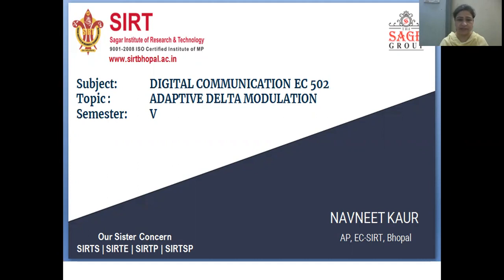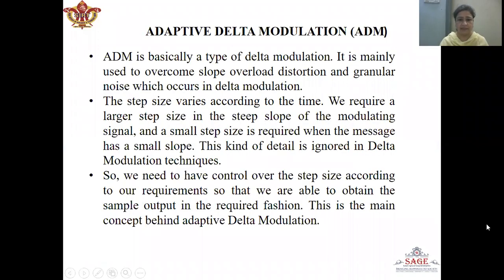The topic of my lecture is adaptive delta modulation. Adaptive delta modulation, which is also called ADM, is basically a type of delta modulation. It is used to overcome limitations of the delta modulation system, such as slope overload distortion and granular noise. The step size varies according to the time.